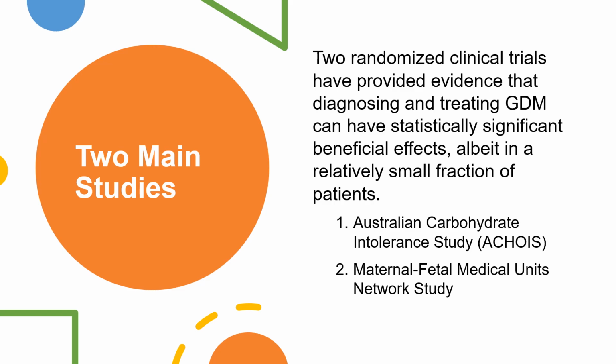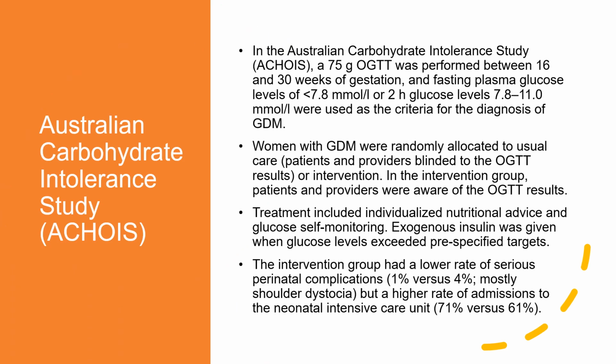Two randomized clinical trials have provided evidence that diagnosing and treating GDM can have statistically significant beneficial effects, albeit in a relatively small fraction of patients. These are the Australian Carbohydrate Intolerance Study, or ACHOIS, and the Maternal Fetal Medical Unit Network Study. In the ACHOIS study, a 75-gram OGTT was performed between 16 and 30 weeks of gestation, and fasting plasma glucose levels of less than 7.8 millimoles or 2-hour glucose levels between 7.8 to 11.0 millimoles were used as the criteria for the diagnosis of GDM.